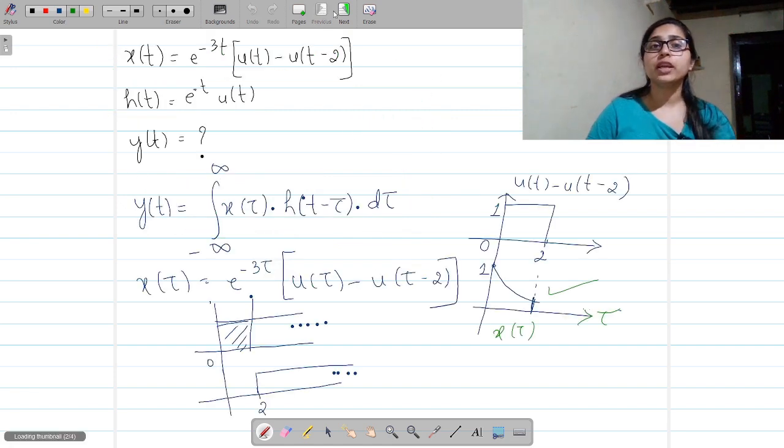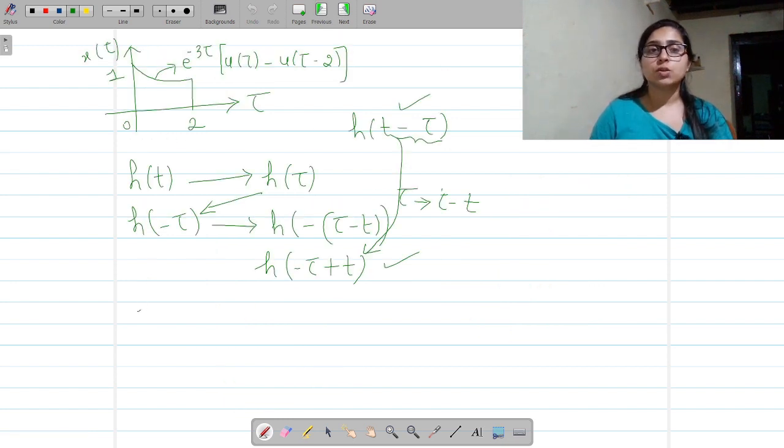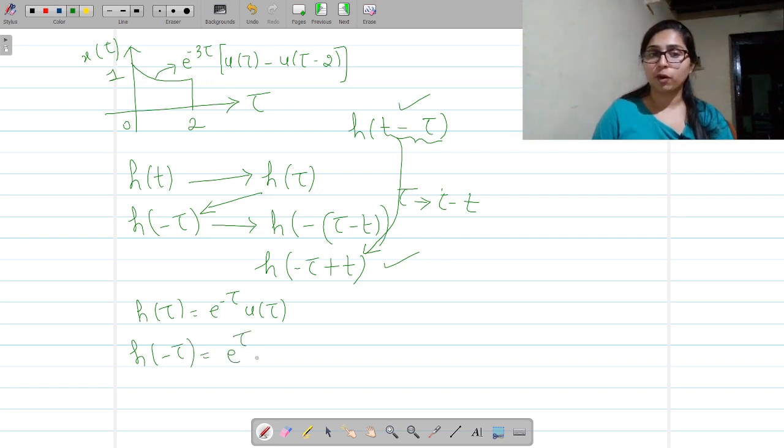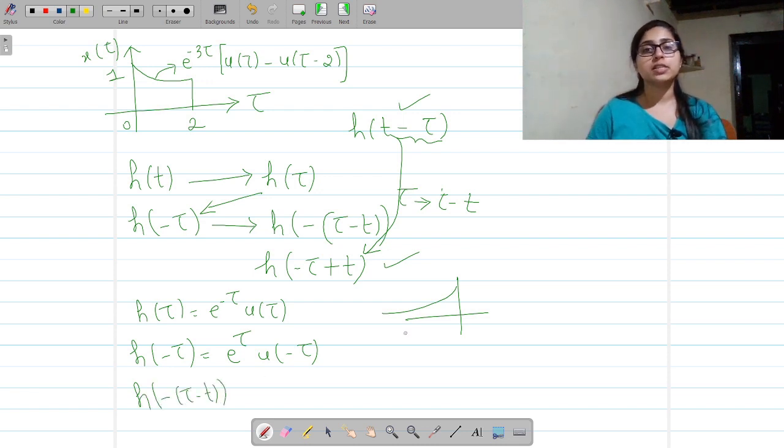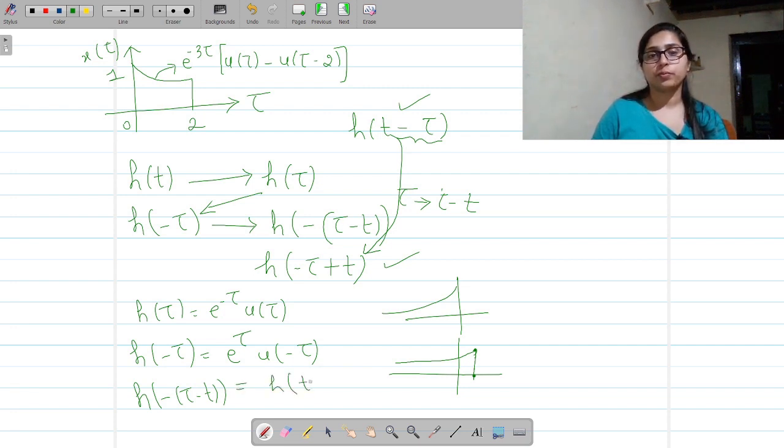So what is h of t? That is e to the power of minus t u of t. So now h of tau will be e to the power of minus tau u of tau. Right? So now I will reverse it, h of minus tau. So here it will be e to the power of tau u of minus tau. That will be this signal, something like this. So now I will shift it by t units rightwards. That means I can start from here. So this is h of t minus tau.